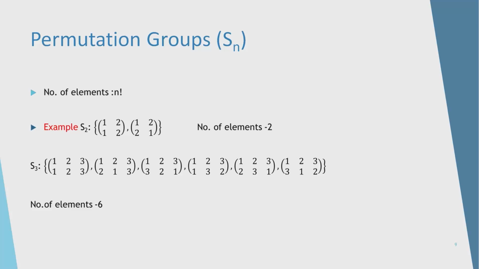Similarly, another example is S3. S3 means n is equal to 3, therefore 3 factorial, therefore the number of elements in S3 is 6. Okay, these are the 6 elements: one is the identity element, and the remaining are the other elements in S3.